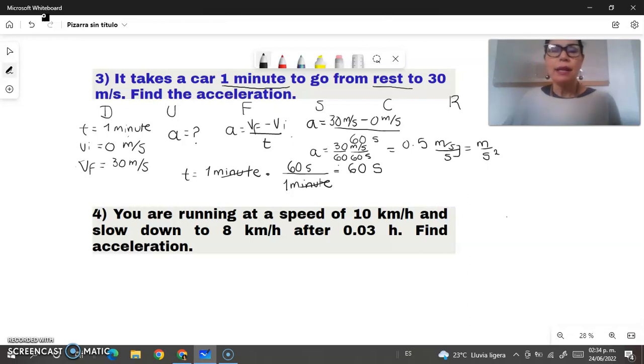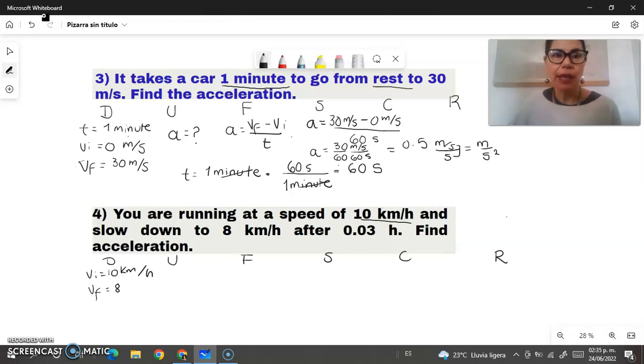Okay? Now, let's finish with the fourth problem here. You are running at a speed of 10 kilometers per hour and slow down to 8 kilometers per hour after 0.03 hours. Find acceleration. So we have our columns: data, unknown, formula, substitution, calculation, results. Okay, 10 kilometers per hour. You are running at that speed, so this is your initial velocity. Initial velocity, 10 kilometers per hour, and slow down to 8. So final velocity, 8 kilometers per hour.